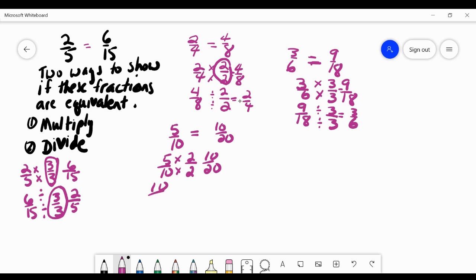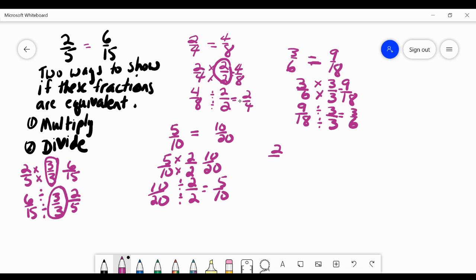Or you could have divided. You could have gone 10/20 divided by a fraction to give us 5/10. 10 divided by 2 is 5, and 20 divided by 2 is 10.